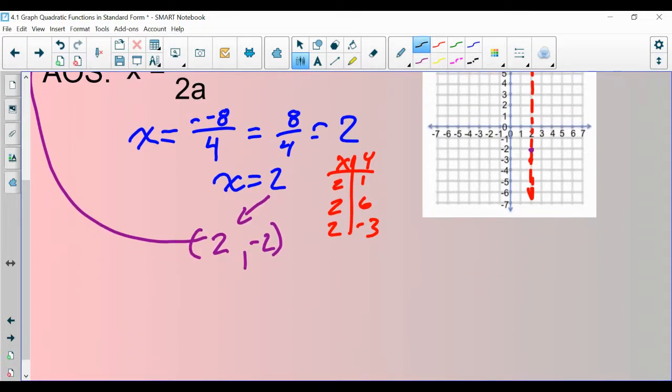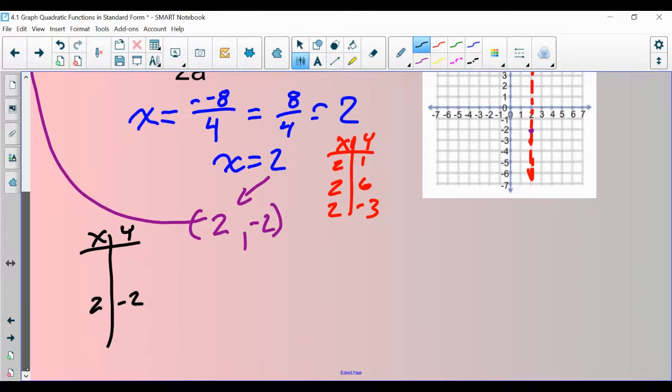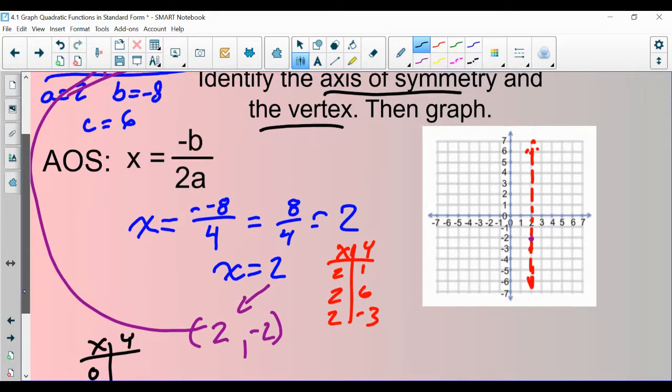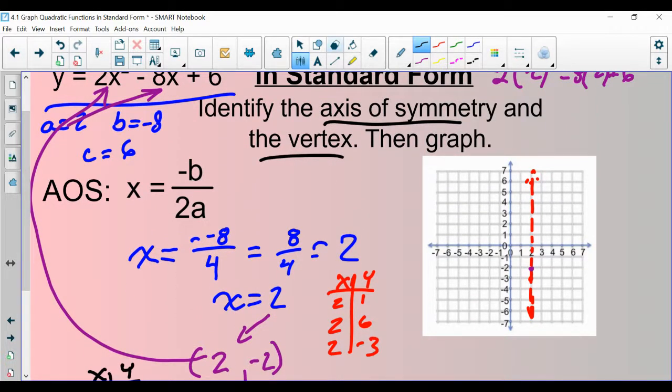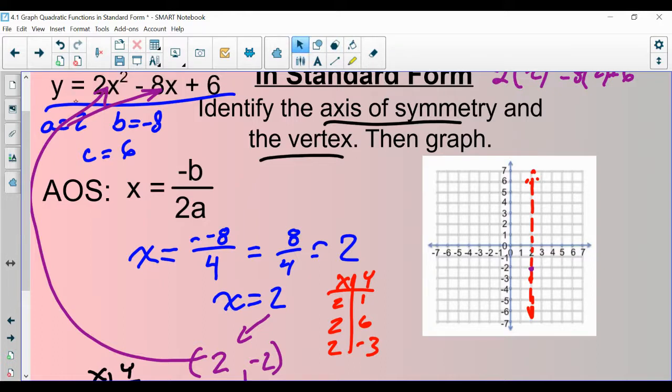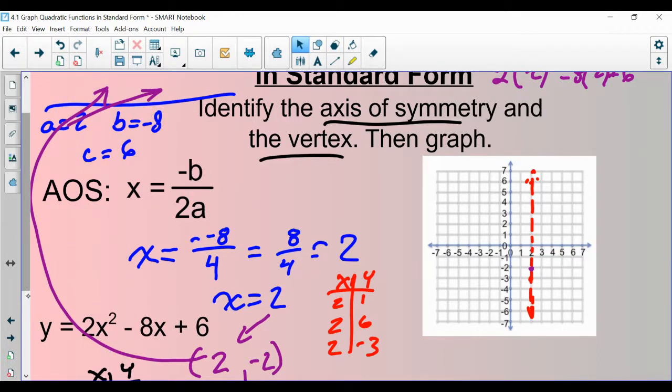Next step. Go ahead and make a t-table. X, Y, and put 2, -2 as the middle point. 2, -2. And then fix the x's so that this is in the middle, right? 1 more than 2 is 3, 1 more than 3 is 4. 1 less than 2 is 1, and 1 less than 1 is 0. So I'm going to go ahead and plug these numbers in into my equation. I'm just going to drag this down so I can see it, don't have to scroll.